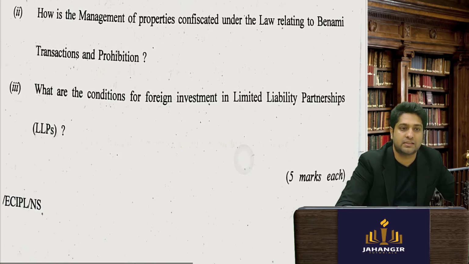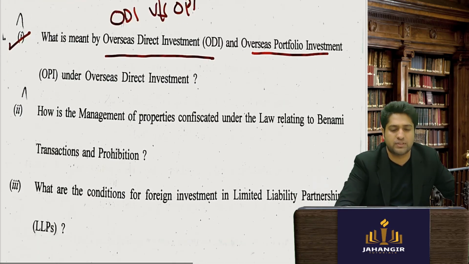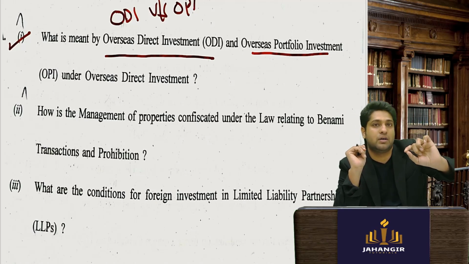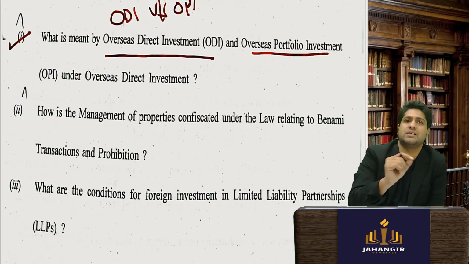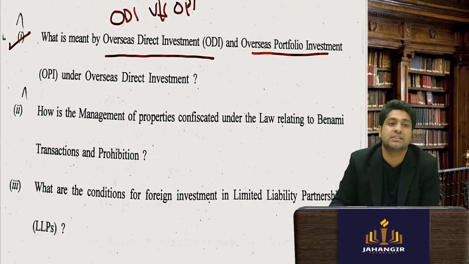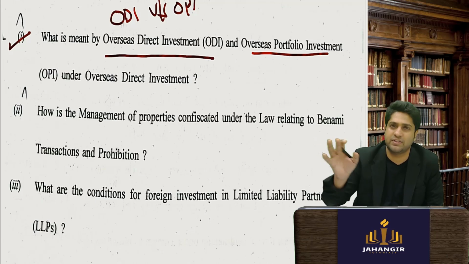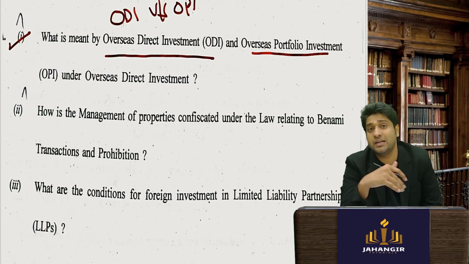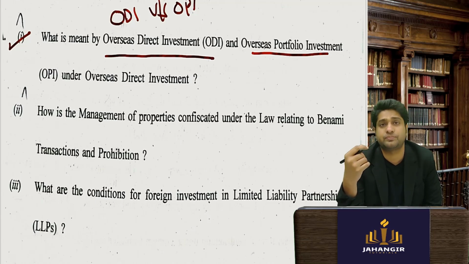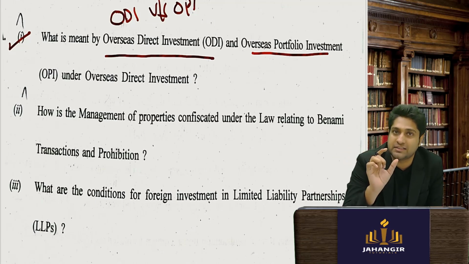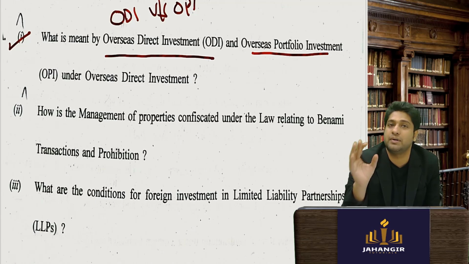So ODI, they have told you that when we invest in listed companies with 10% or more, then it is ODI. Or in unlisted equity shares, also holding of unlisted companies, still it can be called ODI. Otherwise, if it is less, in listed companies it is OPI. In listed companies, if you are holding 10% or more, then it is ODI. In unlisted companies, even if you are holding a little bit, it will be treated as ODI.